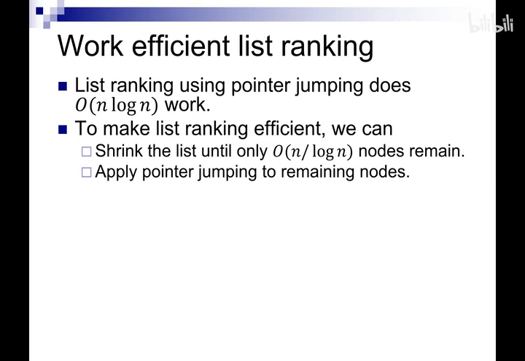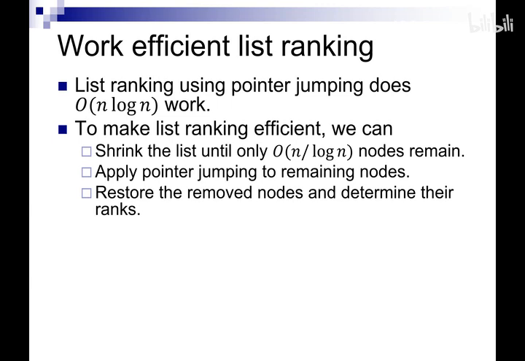Initially we start with n nodes, and I'm going to tell you how we're going to shrink this list, until only n divided by log n nodes are left. And then at that point, you're going to do pointer jumping. After you do the pointer jumping, here we shrunk the list, so we took out a bunch of nodes. Well, we still need to have the correct output for the nodes that we took out. So therefore we're going to restore the nodes that we took out, and after you restore them, you're going to figure out their ranks.